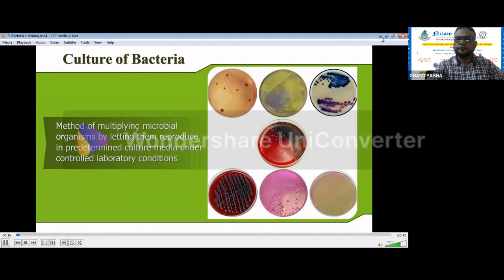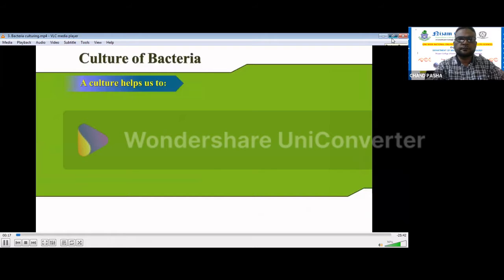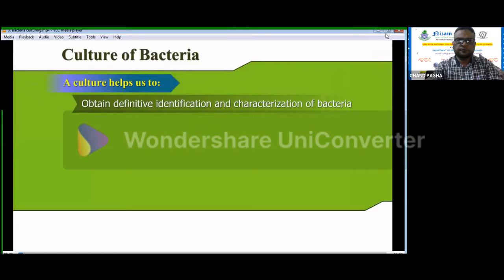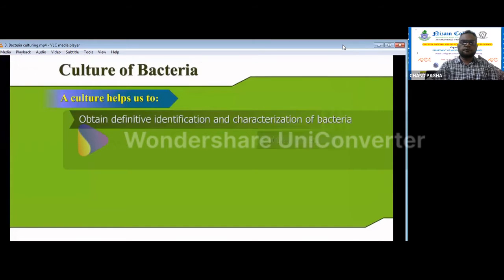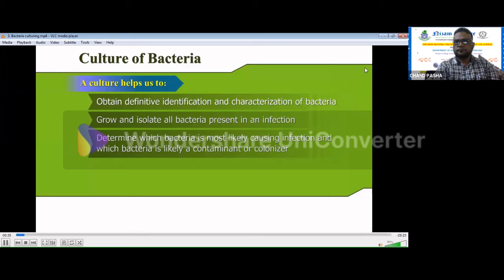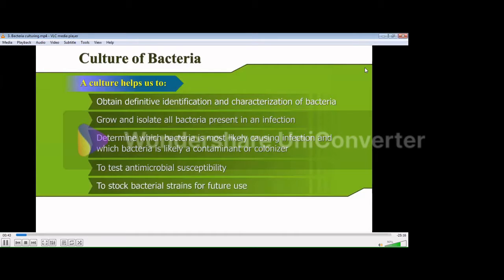laboratory conditions. A culture helps us to obtain definitive identification and characterization of bacteria, grow and isolate all bacteria present in an infection, determine which bacteria is most likely causing infection and which bacteria is likely a contaminant or colonizer, to test antimicrobial susceptibility, to stock bacterial strains for further use.